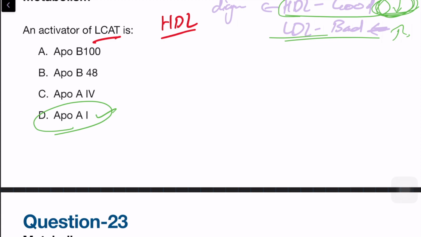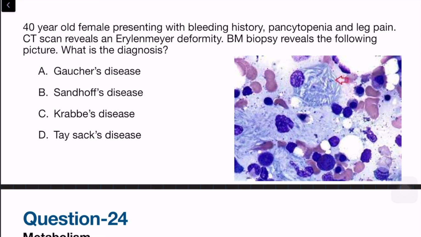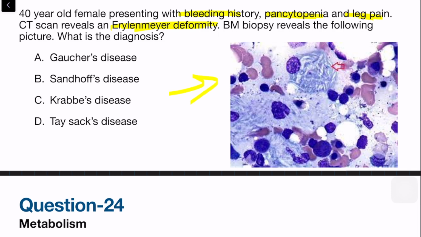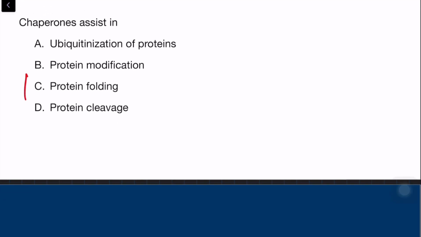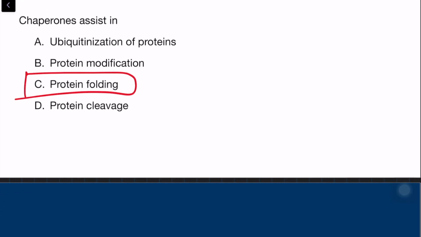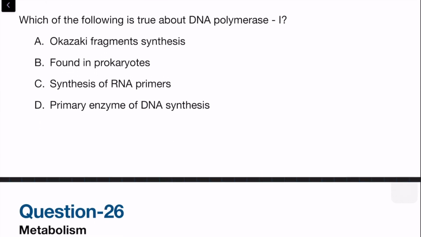What this ApoA1 does is... okay, this one, okay, 40-year-old female, bleeding history, pancytopenia, leg pain. There is an Erlenmeyer flask deformity, and bone marrow biopsy shows the finding. So what is this finding? This is the crumpled tissue paper appearance. So this is Gaucher's disease. I have already told the defect of Gaucher's disease, and this is the crumpled tissue paper appearance, and Erlenmeyer flask deformity can also be asked. Chaperone's assistant, protein folding, direct question, no confusion. Chaperone's assistant, protein folding. DNA polymerase 1, okay. Okazaki fragment synthesis, okay, true point. Okazaki fragment synthesis is done by polymerase 3.